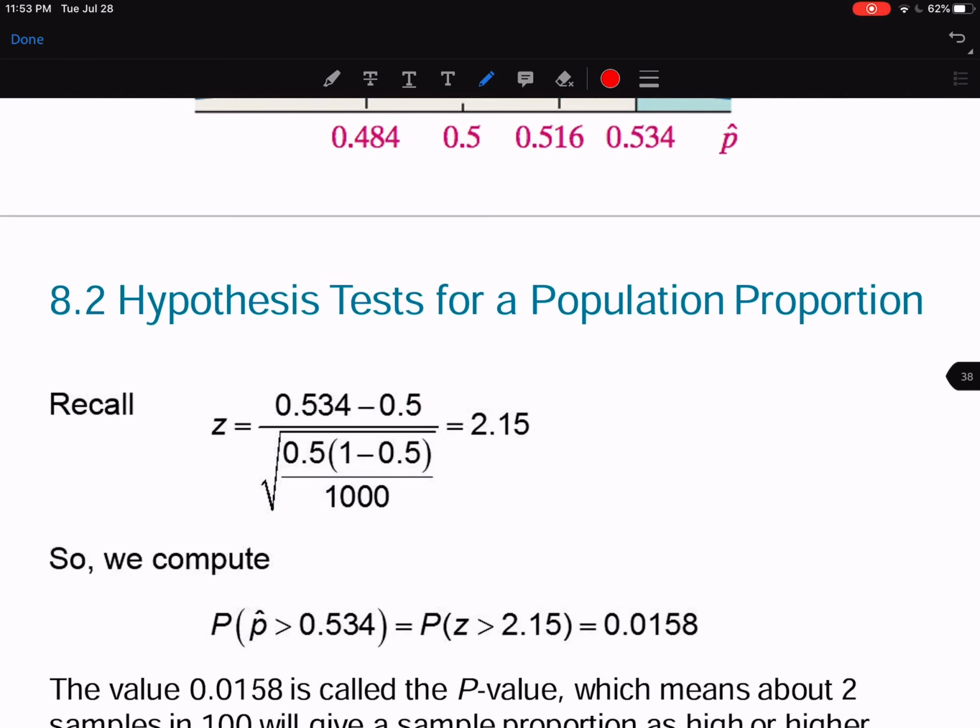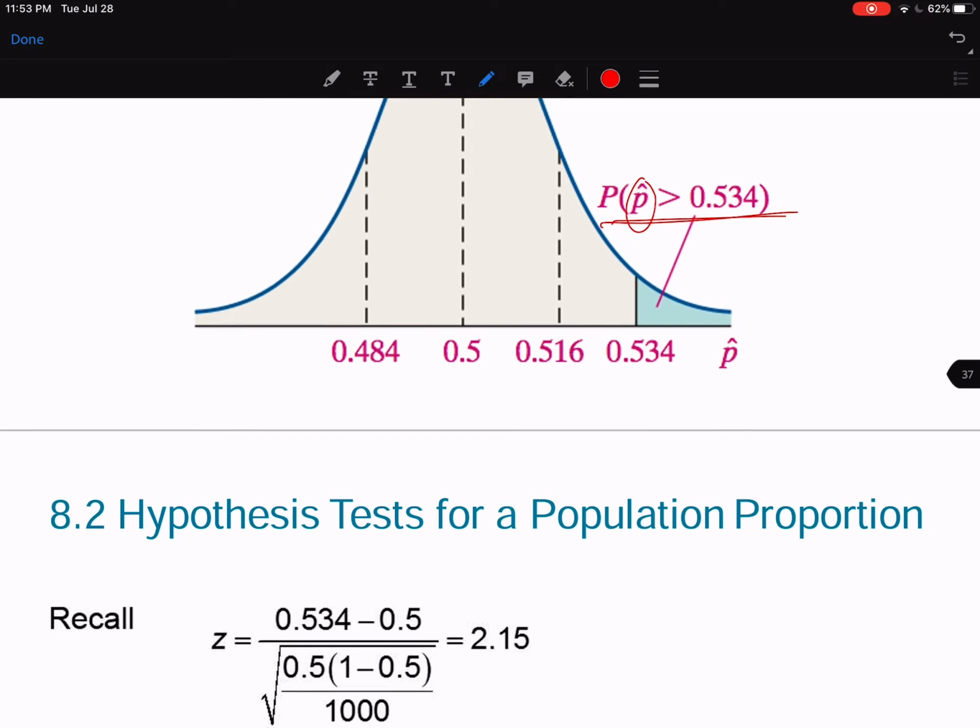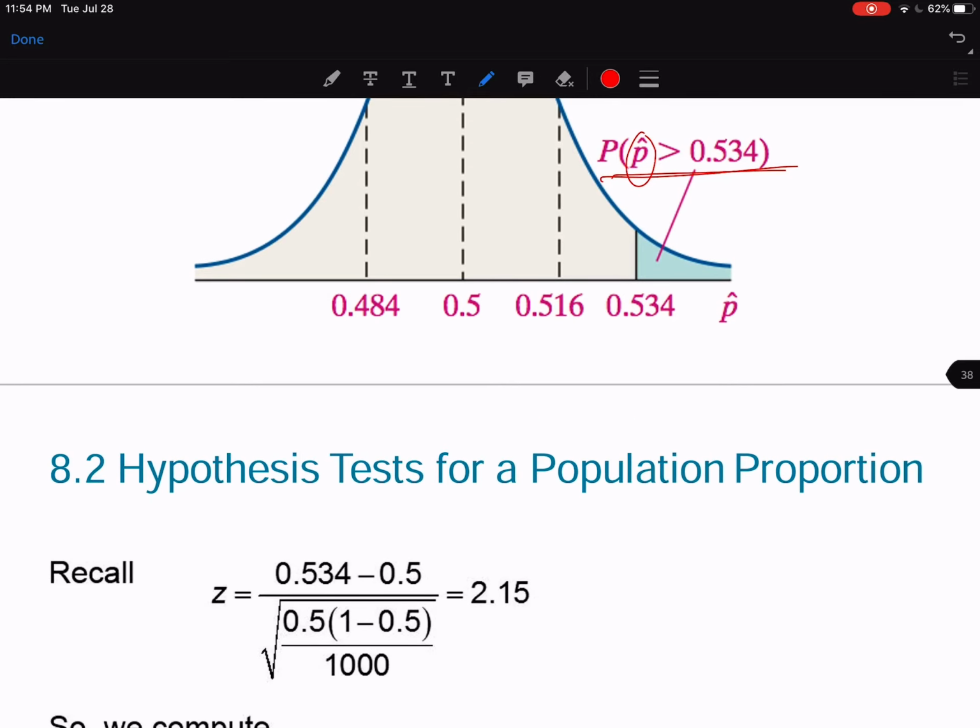Okay, that's exactly what we got here. So I just rewrite it over here. Z is equal to p hat minus p over square root of p times 1 minus p over n.